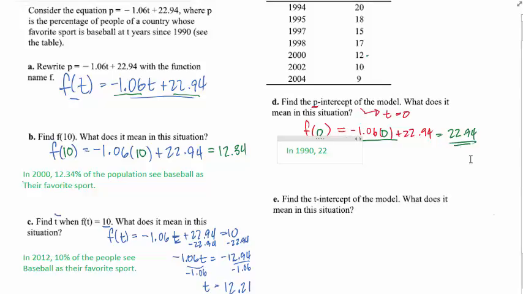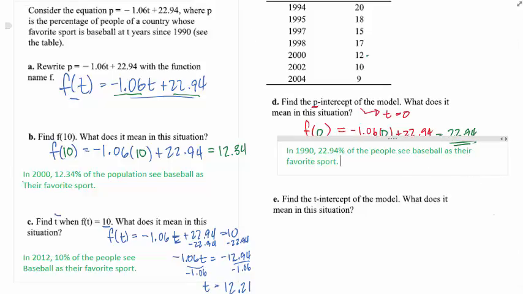So we can say 22.94% of the people see baseball as their favorite sport. Okay.